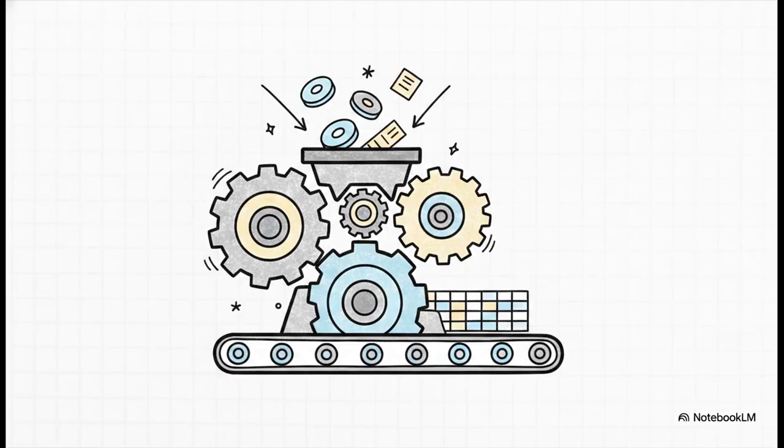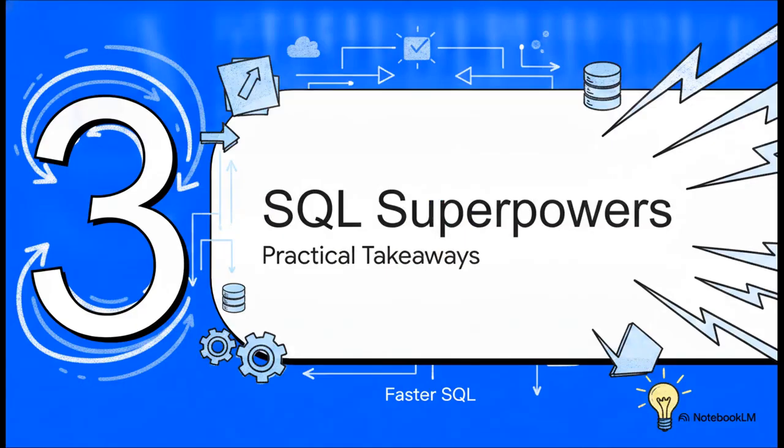Okay, so once the optimizer finally locks in its scan and join strategies, it hands the master plan over to stage 4, the execution engine. The engine physically pulls the pages from the disk, assembles the final rows, and then delivers stage 5, the result. And it ships it right back to your application in a matter of milliseconds. Let's wrap this up with some SQL superpowers and practical takeaways.